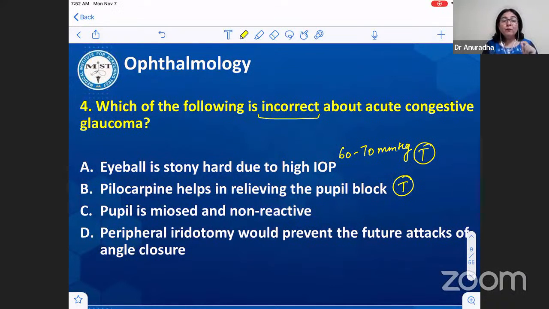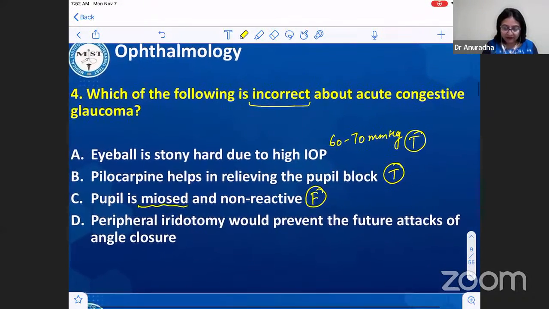Third statement: the pupil is myosed and non-reactive. Myosed means smaller in size, so that is not the case. In acute congestive glaucoma, the pupil actually becomes mid-dilated. A mid-dilated, non-reactive pupil is the sign of angle closure glaucoma. I'll show you the image right now. So according to me, the third statement is not correct.